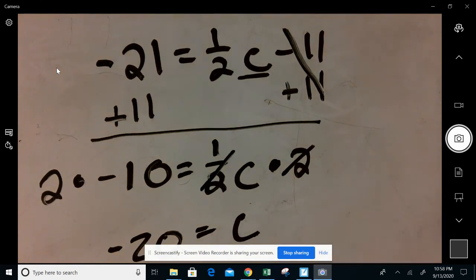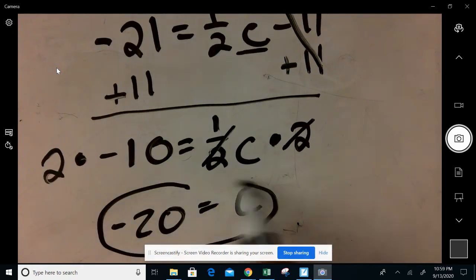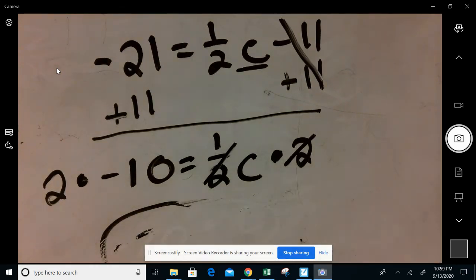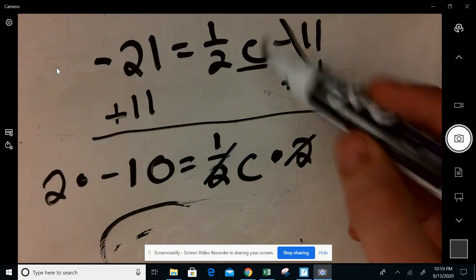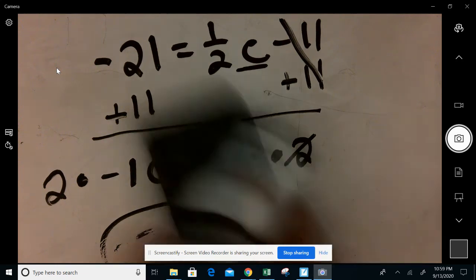So C equals negative 20. If you want to check yourself, you plug that back in. Negative 20 times 1/2 is negative 10. Minus 11 would be negative 21. So that is the correct answer. So 2 steps. You had to add the 11, and you had to multiply by 2. 2 steps. All right, the next one.